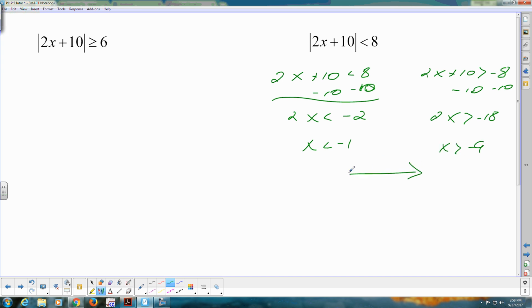So on a number line, smaller number left, bigger number right, they're both going to be open. You're bigger than negative 9, smaller than negative 1, so you're in between. So I can write it in the same order. Oops, I was going to do a bracket. Parenthesis, negative 9, negative 1, paren. And that would be your answer.